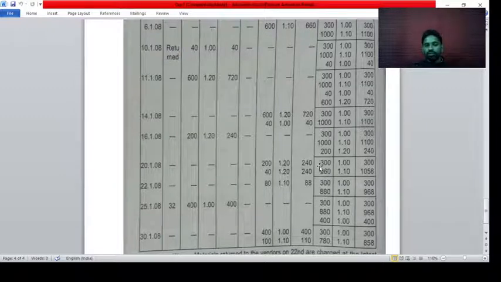Now this 300 keep as it is in stock. From this 960 we consumed 80, so the remaining is 880 units at the rate of 1.10, it's 968.